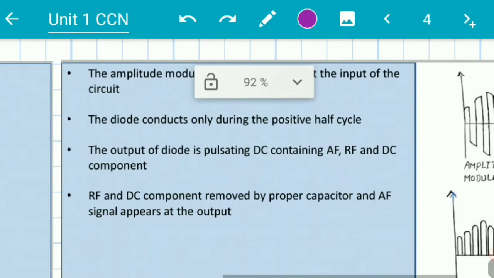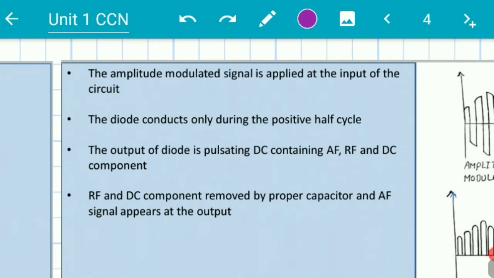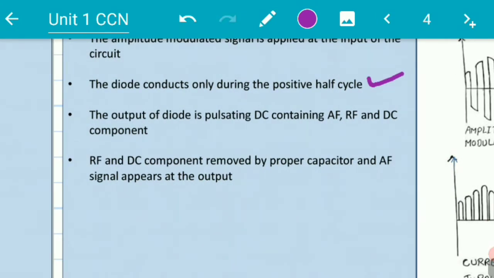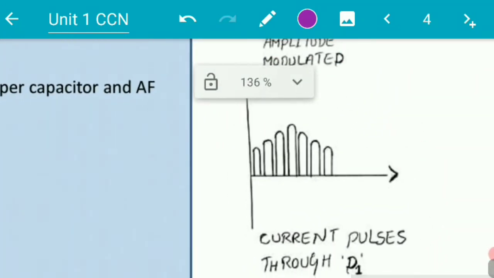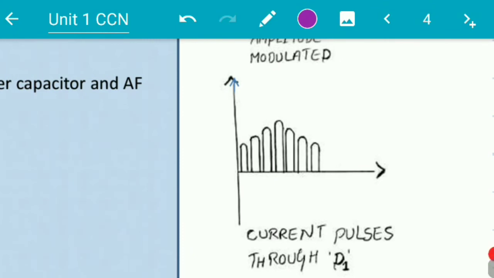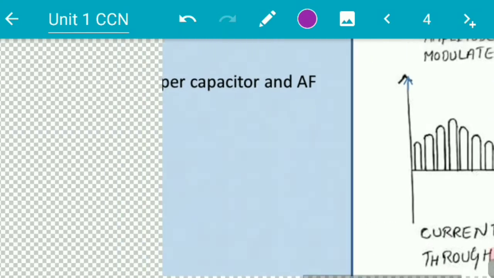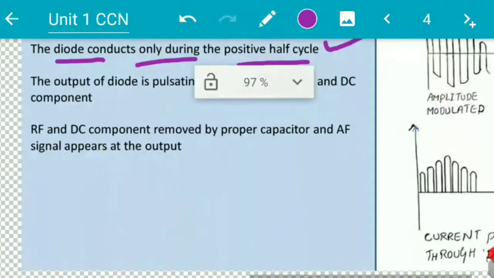The amplitude modulated signal is applied at the input of the circuit, as I already told you. Then the diode conducts only during the positive half cycles. Because of that, we have these positive pulses which we are able to observe, the current pulses through diode D1. So only positive half cycles are available at the output of the diode.